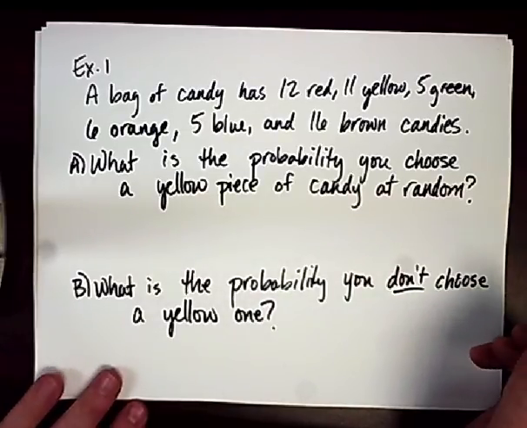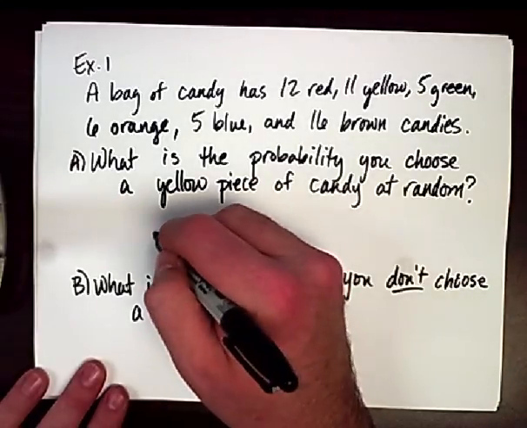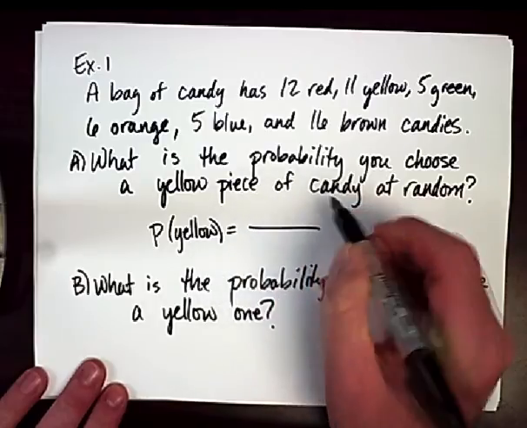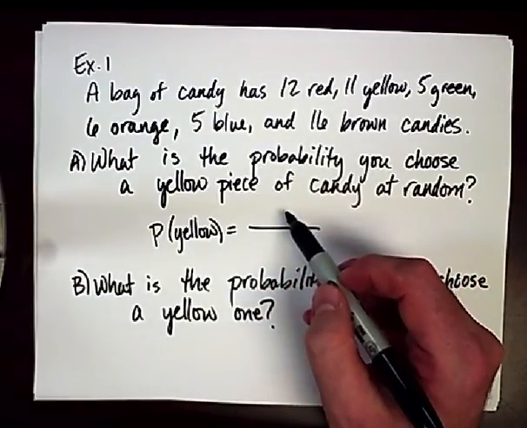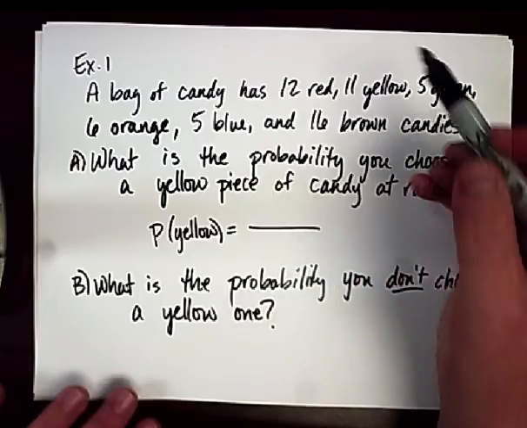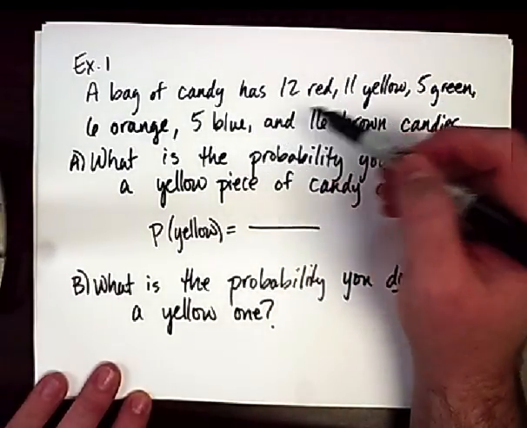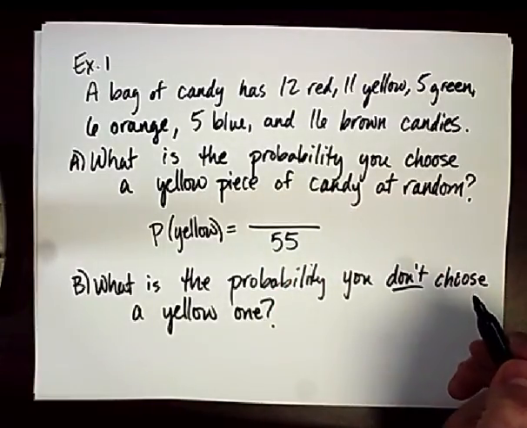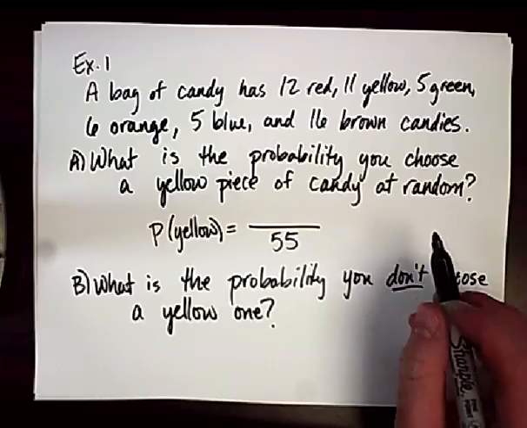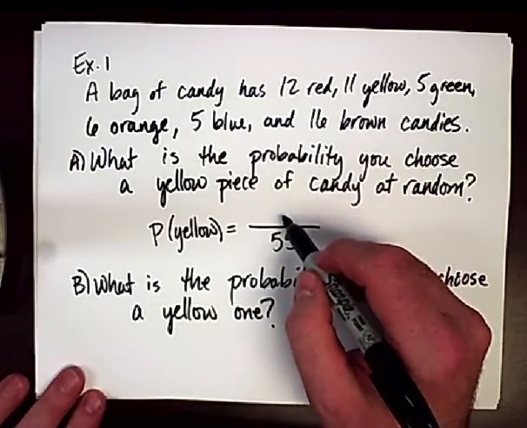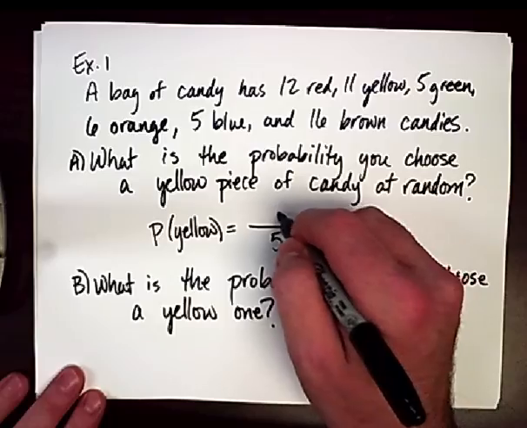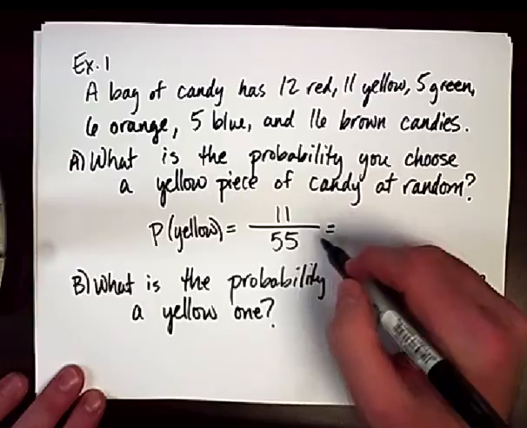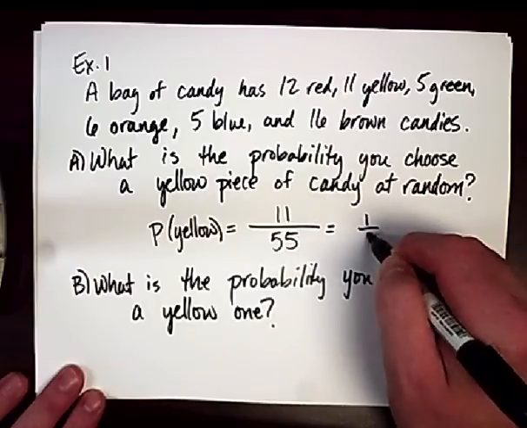Okay, so the first one, remember back to our probability formula. The probability of a yellow one is number of ways to get what we want, a yellow one, over total possibilities. Well, if you add these up, there are 55 pieces of candy. So the total possibility is 55. Now, how many of those are what we want, which is yellow? Would be 11. And then that's just a fraction that you simplify. 11 goes into both of those, and you get 1/5.